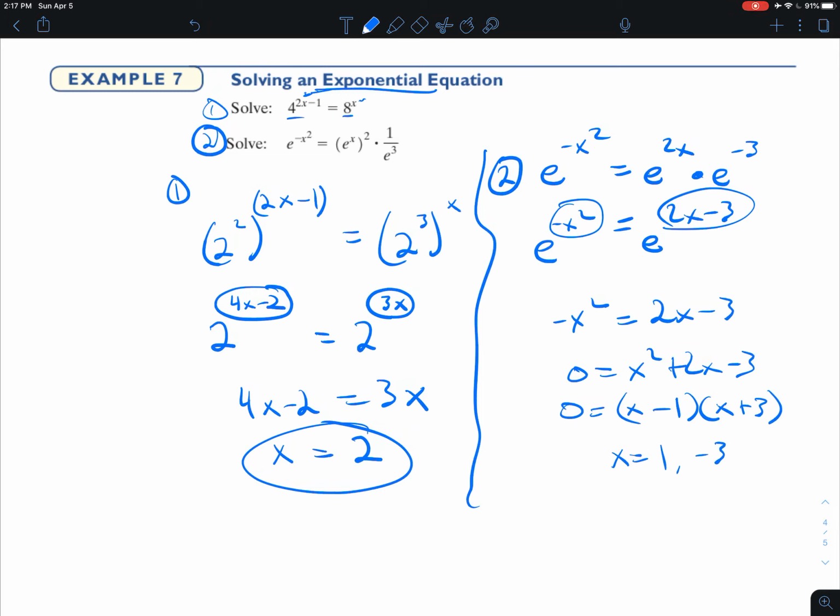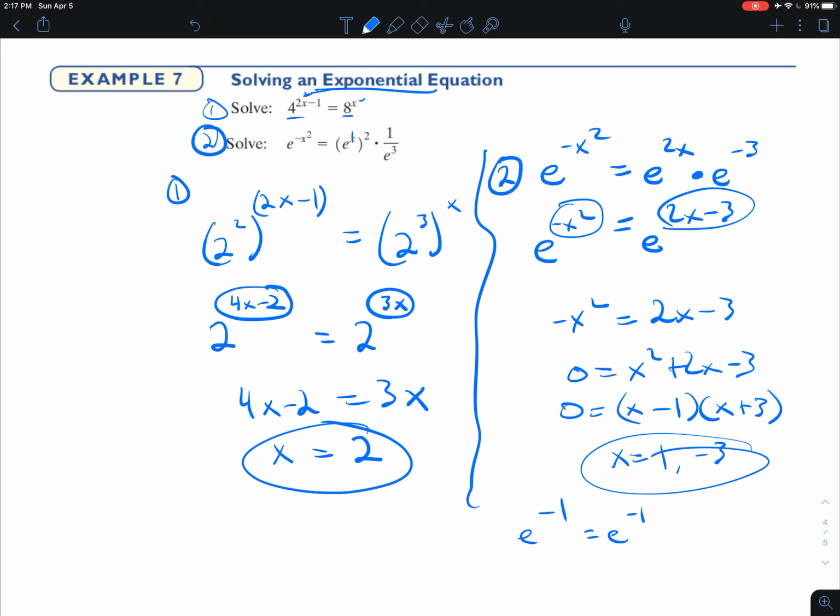And then probably worth our while to make sure that both of those work in the equation. They ought to. I don't think there's any restriction that we should be worried about. But e to the negative x squared, if I plug the 1 in, is e to the negative 1, or 1 over e, excuse me. And if I plug 1 in here, I get e squared over e cubed, so I would subtract those exponents. That's e to the negative 1.